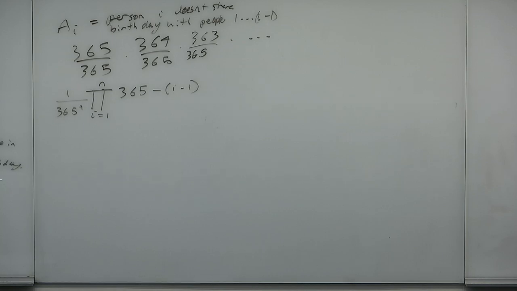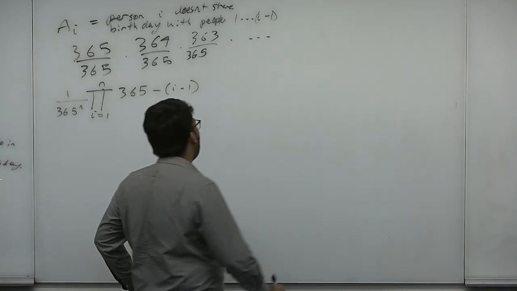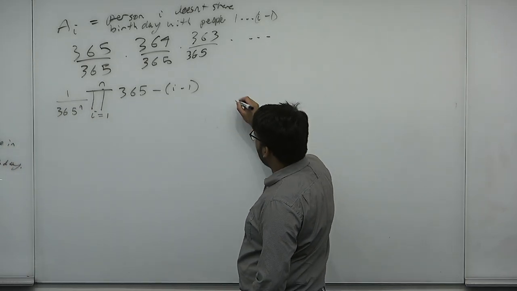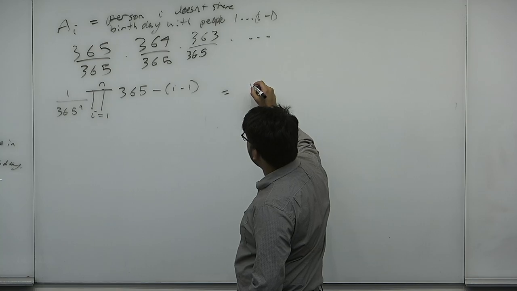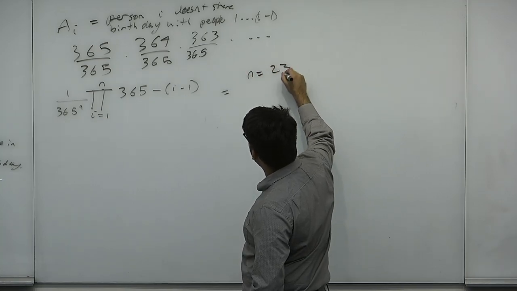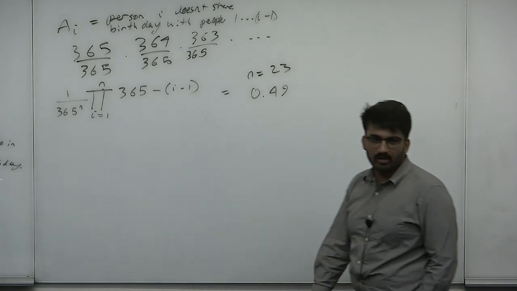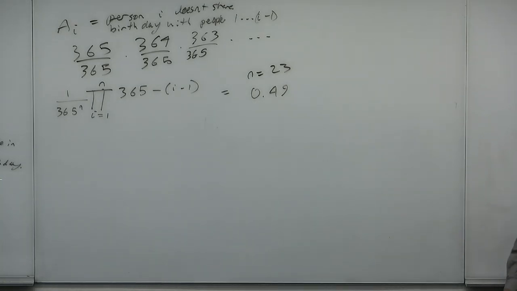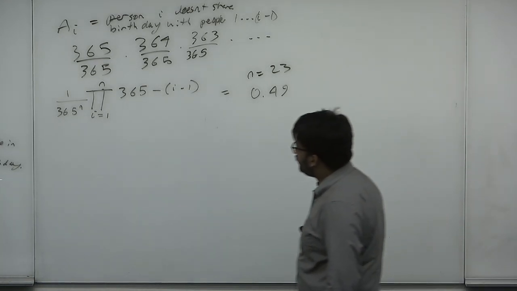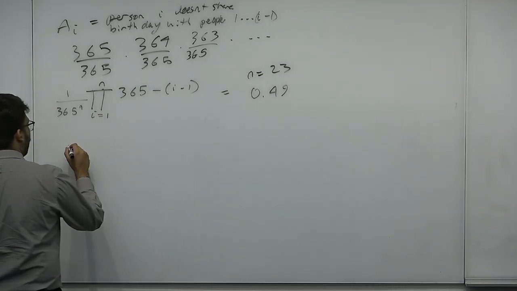Now, here is not some deep math here. You simply do the brute force calculation of n. And it ends up that if n is equal to 23, then this is equal to approximately 0.49. If you have 23 people in a room, then the probability none of them share a birthday is going to be 0.49.